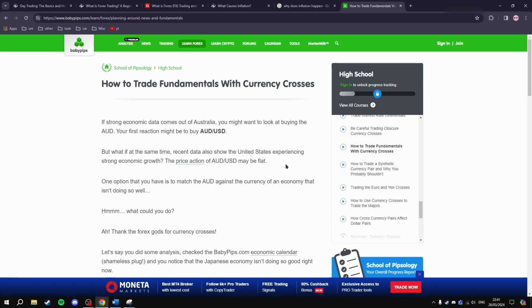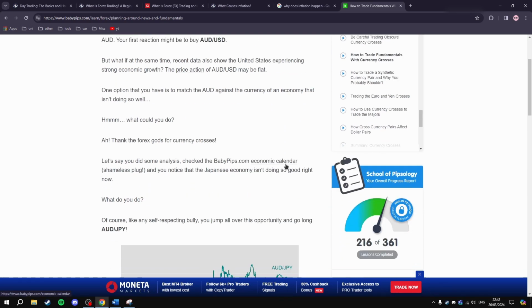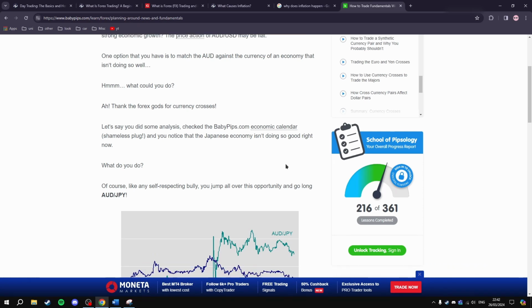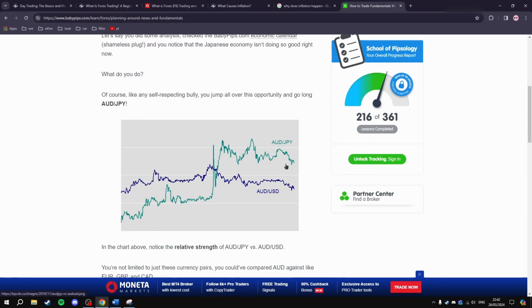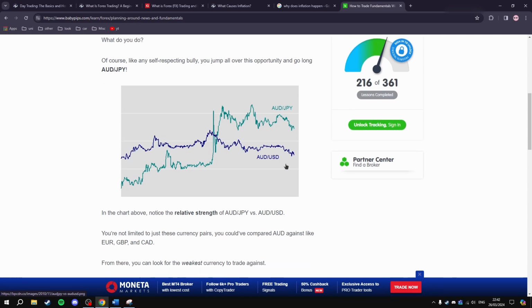One option that you have is to match AUD against the currency of an economy that isn't doing so well. What could you do? Thank the Forex gods for currency crosses. Let's say you did some analysis, checked the babypips.com economic calendar, shameless plug, and you notice that the Japanese economy isn't doing so good right now. What do? Of course, like any self-respecting bully, you jump all over this opportunity to go long AUD JPY. In the chart above, notice the relative strength of AUD JPY versus AUD USD. It's not much movement for AUD USD, whereas there's a huge spike for AUD JPY.